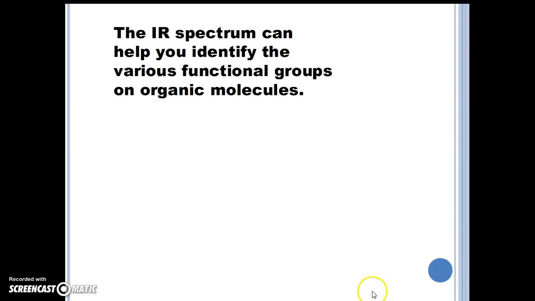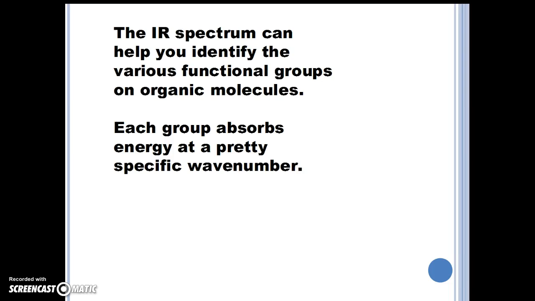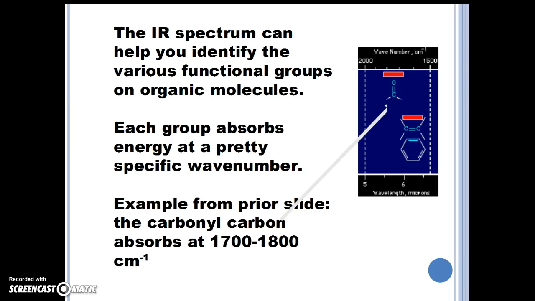The IR spectrum then can help you identify the various functional groups on organic molecules and distinguish between organic molecules. Each group is going to absorb energy at a fairly specific wave number. So for instance, from the prior slide, you can look at the carbonyl carbon and see it is absorbing at 1700 to 1800 reciprocal centimeters.